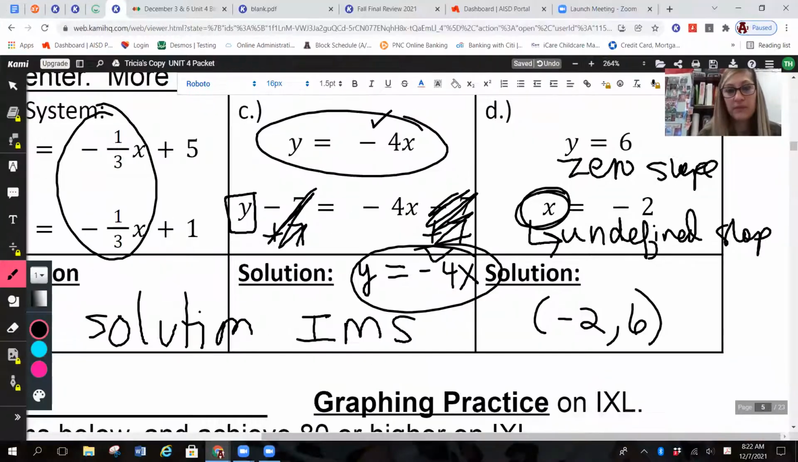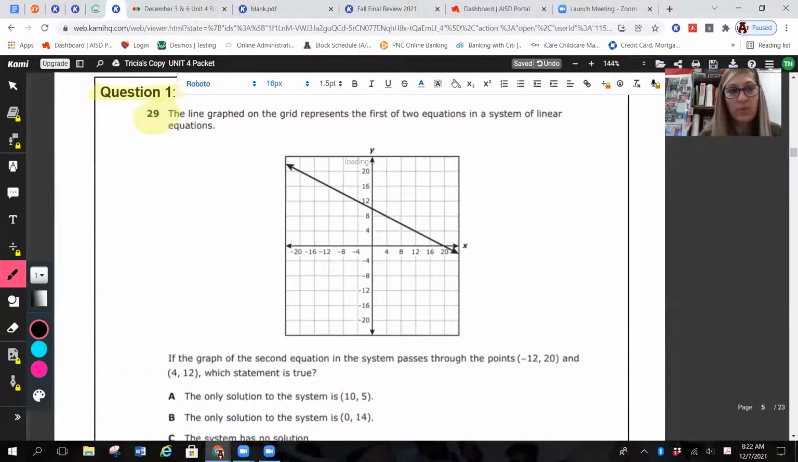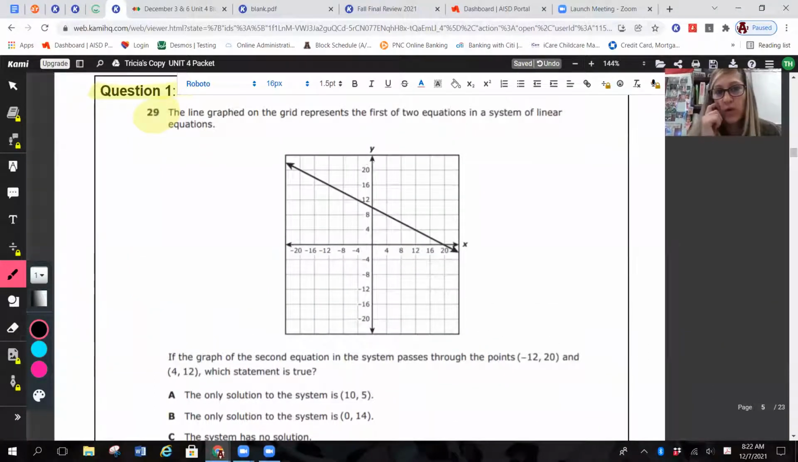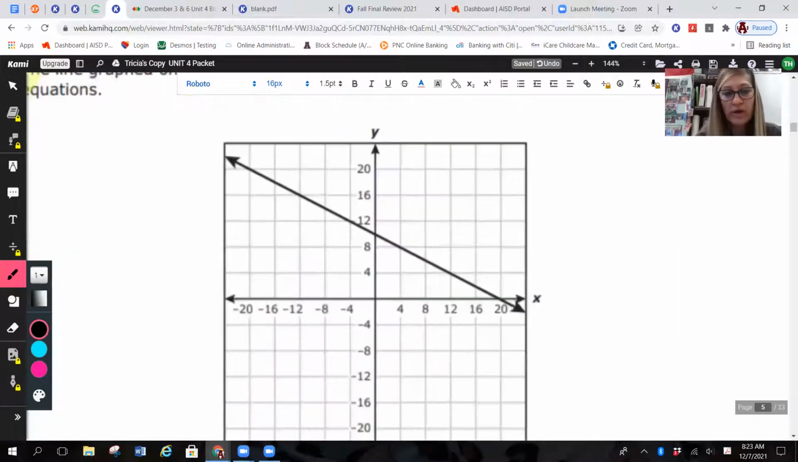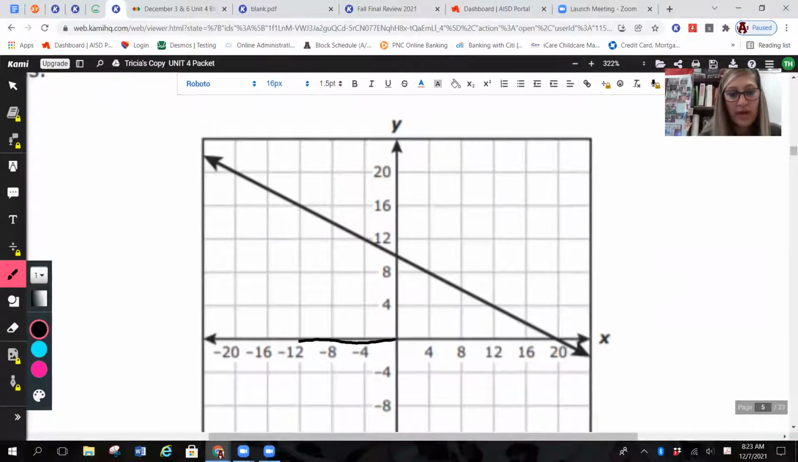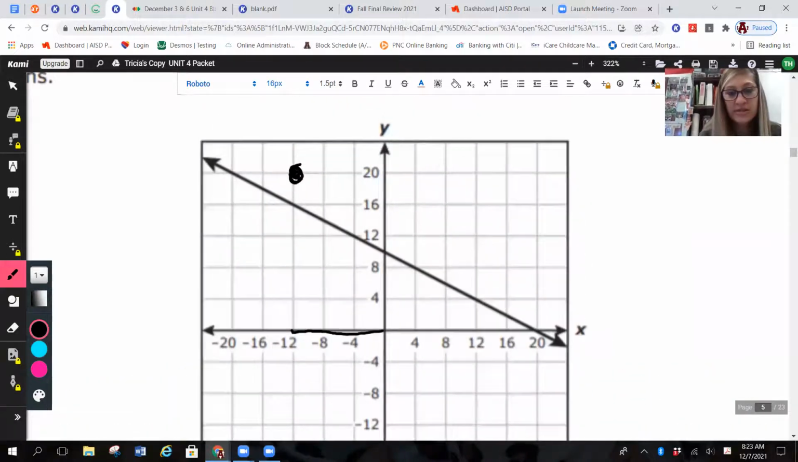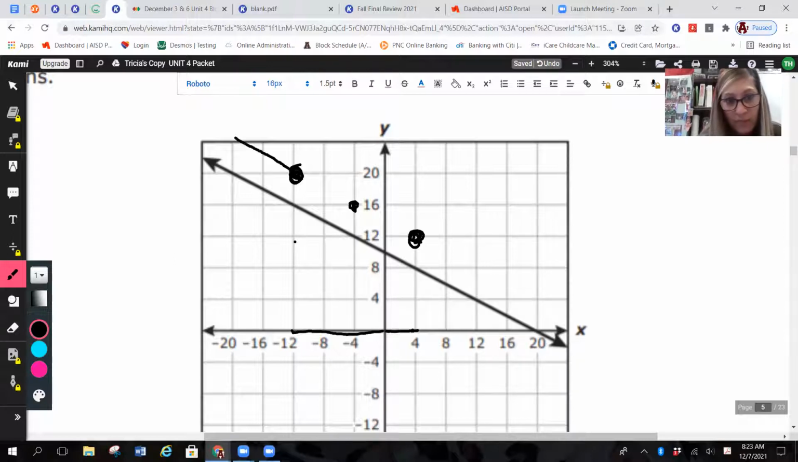All right, keep it moving. Question number 1. The line graphed on the grid represents the first of two equations in a linear system. If the graph of the second equation in the system passes through the points (-12, 20), so where is (-12, 20)? Over -12, up 20 would be right here. And (4, 12) would be over 4, up 12, right here. That would be down 2 boxes, over 4.